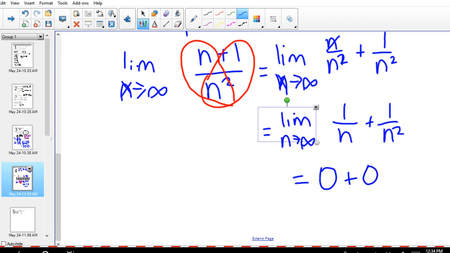So anytime you have any number, doesn't matter what the number is, over a variable to any positive power, you're going to eventually approach 0, right? Because as that number in the bottom gets bigger and bigger, the fraction gets closer to 0. So in this case, we got 0 plus 0, which is 0, so our answer is 0.